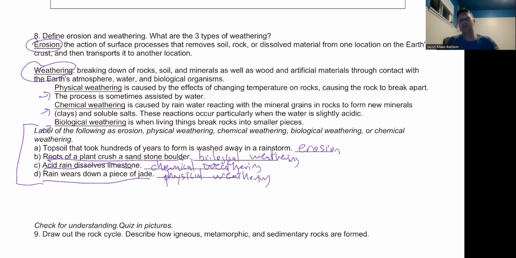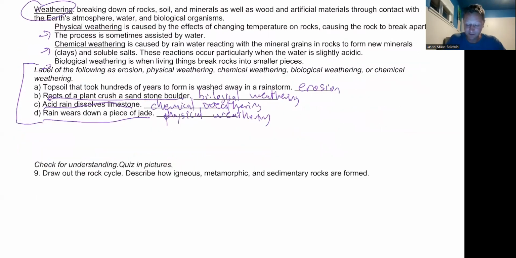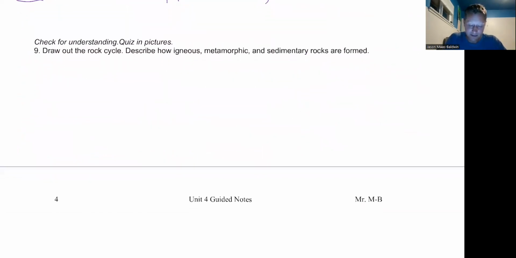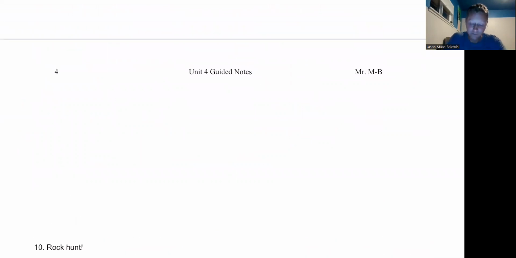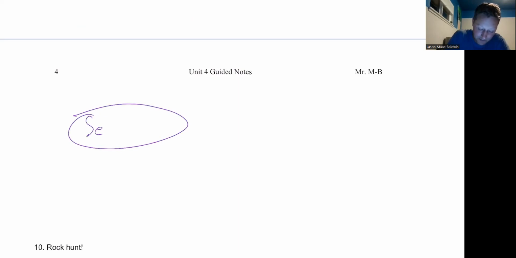And the last thing we'll cover today, and like I said, this is the majority of the unit. The rest of the time we'll use to explore the rock cycle. Okay, and then we'll do a little rock hunt tomorrow. And so for the rock cycle, what I want you to know is there's basically a few types of rock. There's a rock that we'll call sedimentary, which is just formed by layers upon layers.